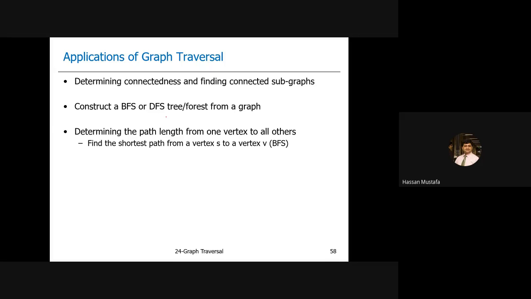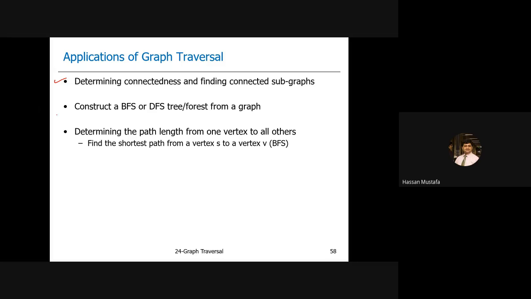For some further applications, you can find the connectedness of the graph. If after running the algorithm there are still some unvisited nodes in the graph, it means those specific nodes were not connected to the graph, starting from node s maybe. So you can check the connectedness of a graph.